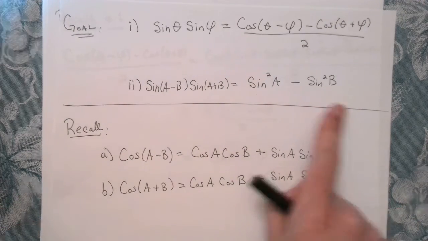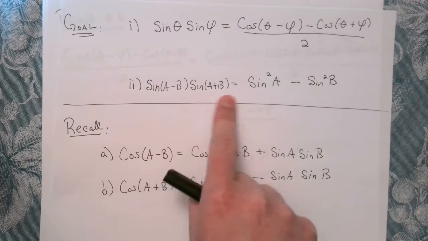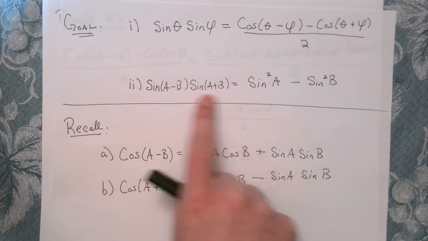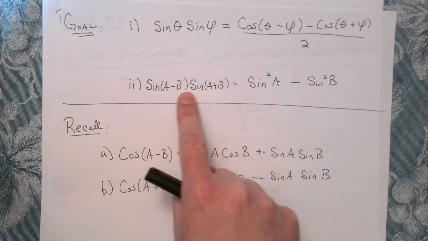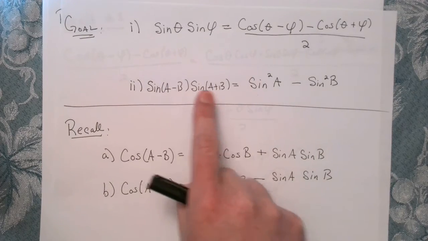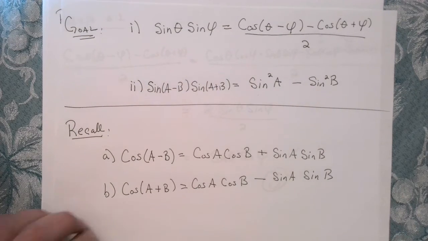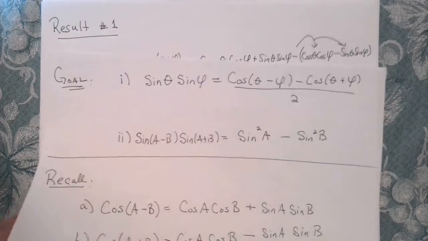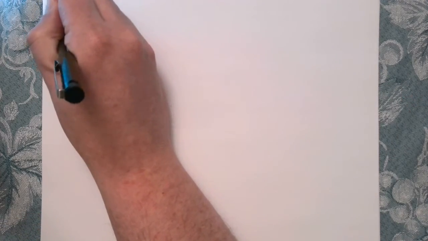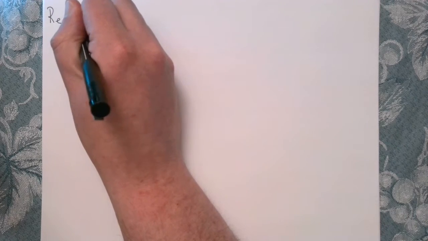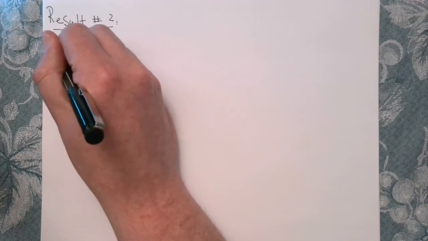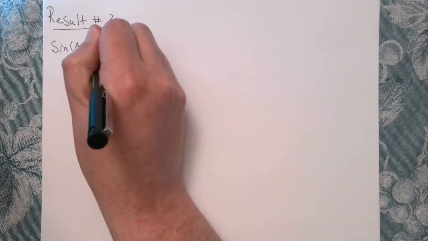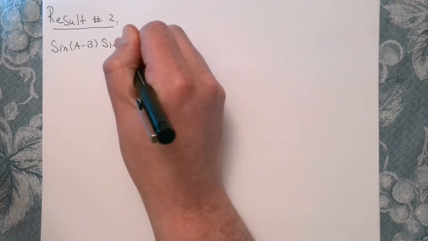So what's our strategy, by the way, for part 2? Let's take this side and expand it out because this very much looks like what we just proved, right? This looks just like this. So let's expand this out using this result, and then we hope to land here. Okay, let's go for it. Okay, so result number 2. And here we go. So we've got sine of a minus b times the sine of a plus b.